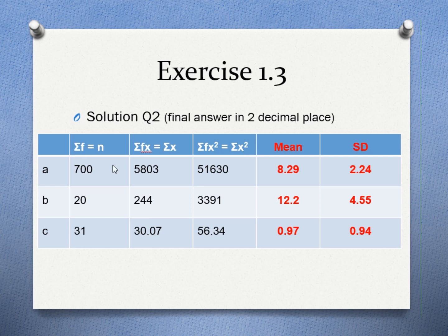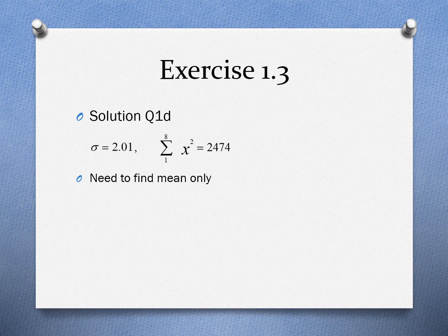So if you want to combine 2 sets, what are you going to do? It's the same thing. How to find your mean? Basically, you just take 5803 divided by 700, correct? This shouldn't be so difficult. You will repeat the same steps as I taught you just now. So filling up this table, please sort it out because it's not a problem.